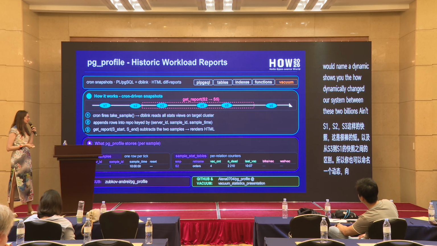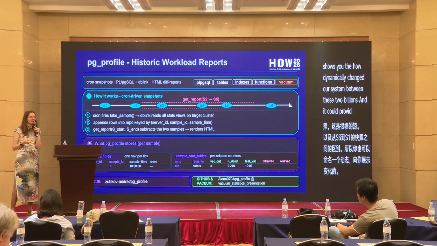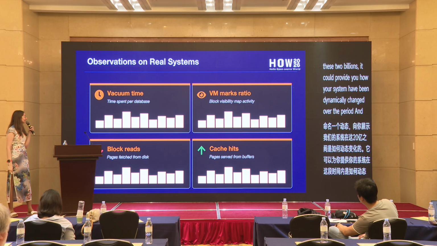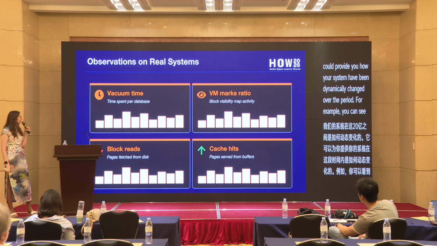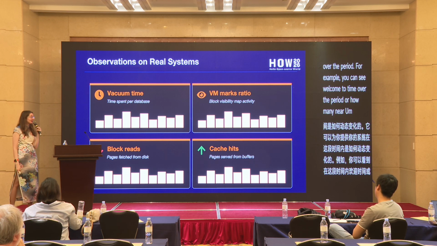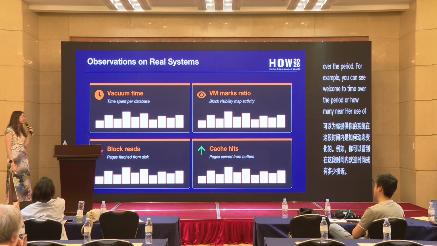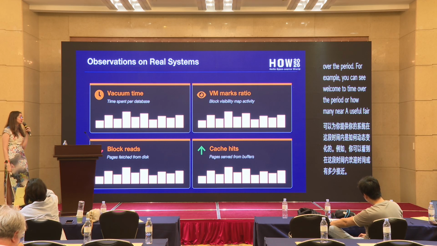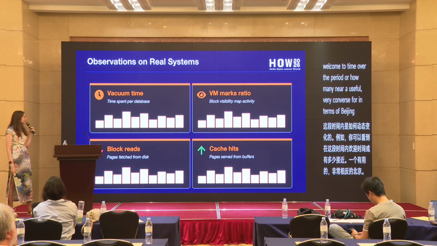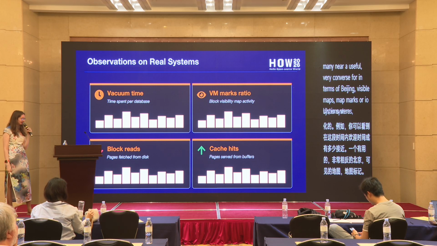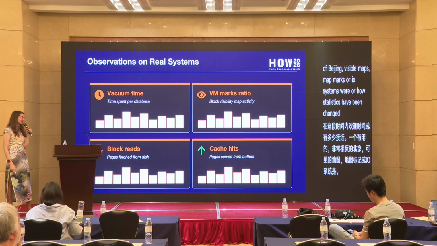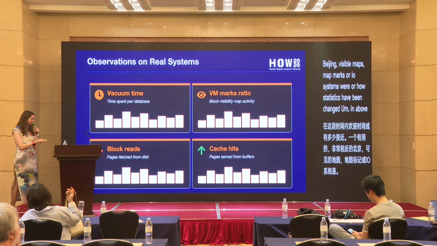It can show you how your system has dynamically changed over the period. For example, you can see vacuum time over the period, or how useful vacuum was in terms of updating visibility map marks, or I/O, or how statistics have changed in buffers, for example, or cached.